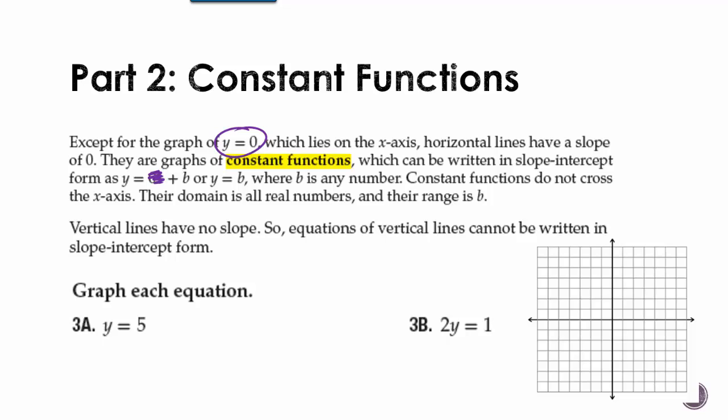Remember, vertical lines have no slope, so equations of vertical lines cannot be written in slope-intercept form. Remember, vertical lines do this, and their equations are x equals stuff. So horizontal lines have a slope of 0. That's why we can write them like this. But remember, we don't bother writing that.